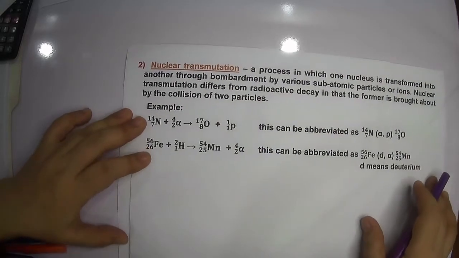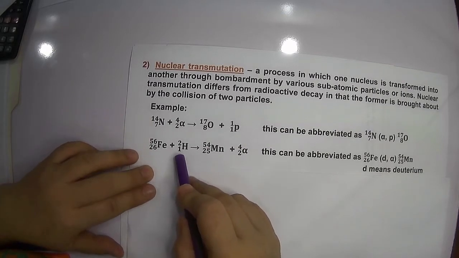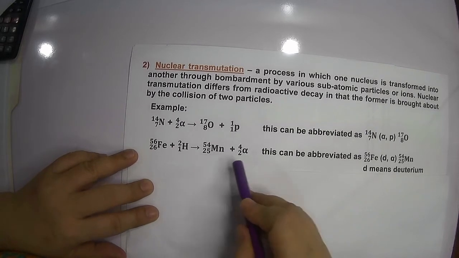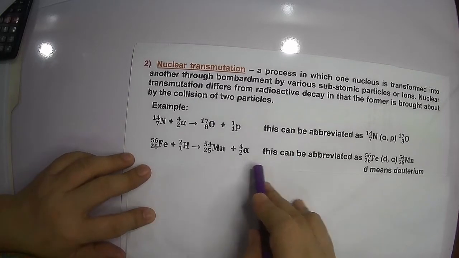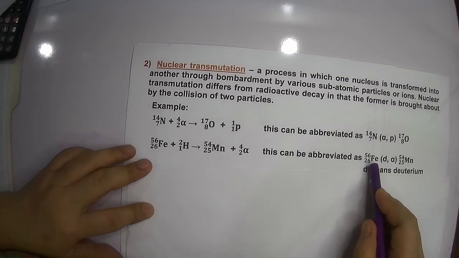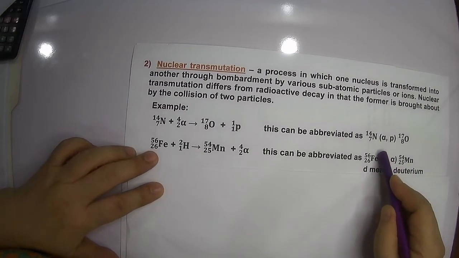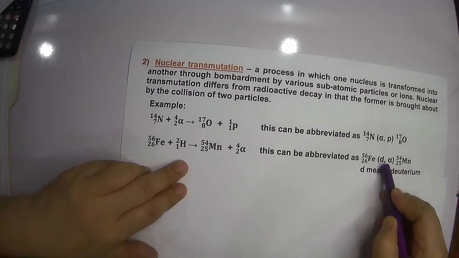Okay, another example is when iron-56 is bombarded by deuterium. The product is manganese-54 and an alpha particle. Again, this nuclear transmutation can be abbreviated by writing first the symbol of the isotope in the reactant, that is iron-56. Then in parentheses, we write the particle in the reactant, which is the bombarding particle.